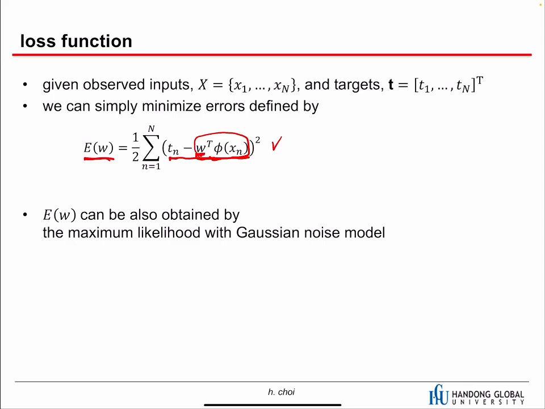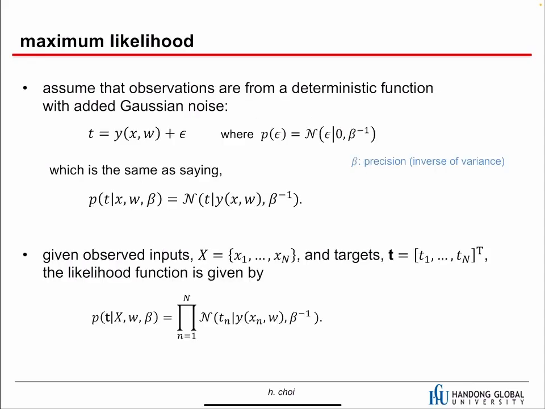No. It can be obtained by the maximum likelihood with the Gaussian noise model. So based on the probabilistic model, we can derive this equation. We can derive this loss function. Let's assume that observations are from a deterministic function with added Gaussian noise, like this. Which means this target label is generated based on these functions and the Gaussian noise.